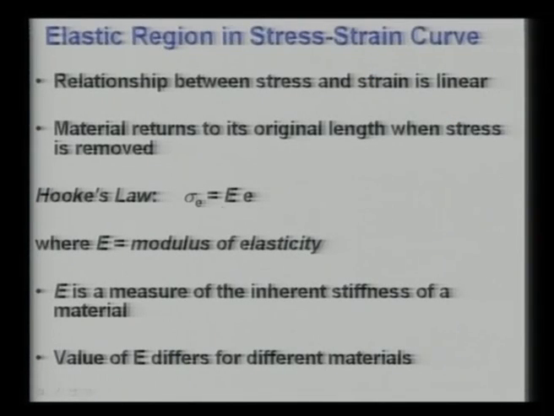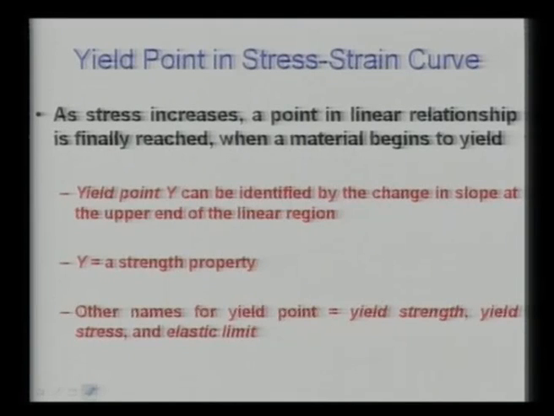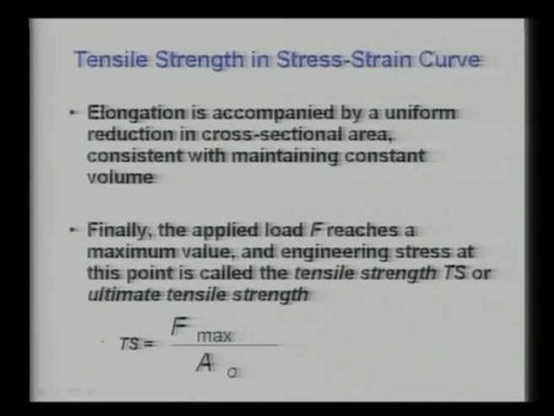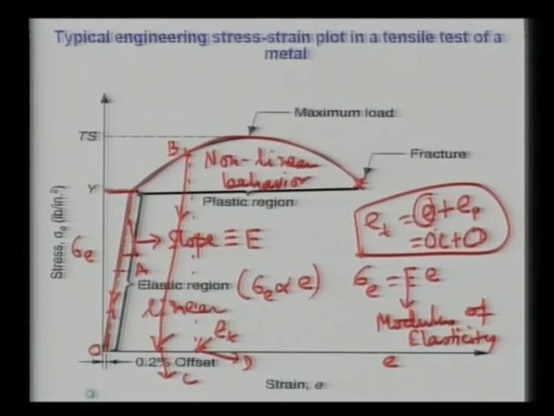This thing I have already mentioned, that is the modulus of elasticity. Now the yield point Y can be identified by the change in the slope at the upper end of the linear region. You have also seen how to identify the yield strength of a material. So for the ultimate tensile strength, what I have said is that UTS is nothing but F max divided by A naught. Now if you go back to this slide, how do you find this ultimate tensile strength? So what is the load here?